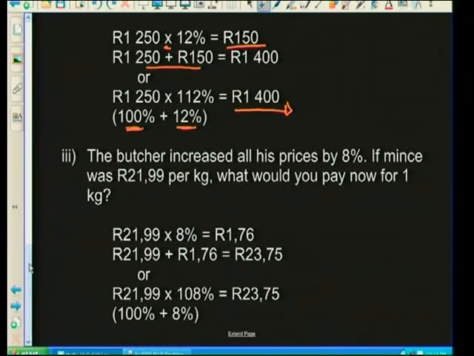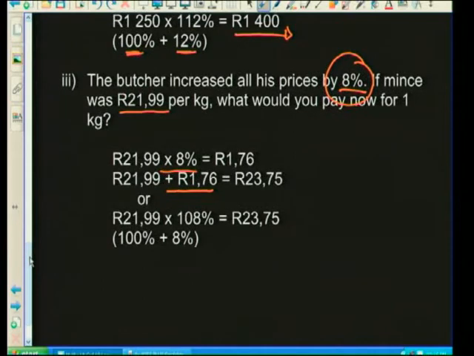If a butcher increased all his prices by 8%, if mince was 21 Rand 99 per kilo, what would you now pay for 1 kilogram? We need to increase it by 8%, so I can work out 8% of the amount, which is 1 Rand 76, add it, and I get 23 Rand 75. Or I can do it in one step, and I can say, well, okay, my 21.99 times by 108%, and I get the same answer, but I have actually done it in one step.